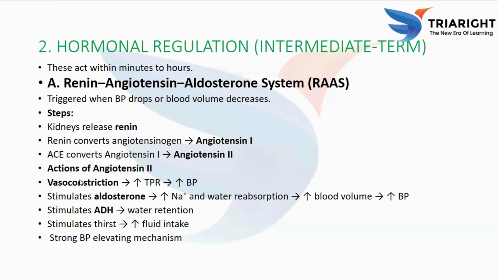Whereas stimulating aldosterone means aldosterone makes the kidneys reabsorb the sodium and water so that it increases the blood volume and raises the blood pressure. Whereas stimulating ADH, antidiuretic hormone, helps the kidneys to retain water, so there is more fluid, and then it increases the blood volume and you will find higher blood pressure.